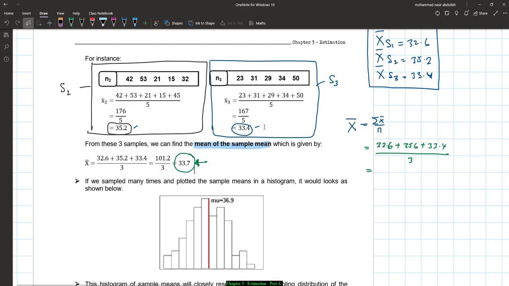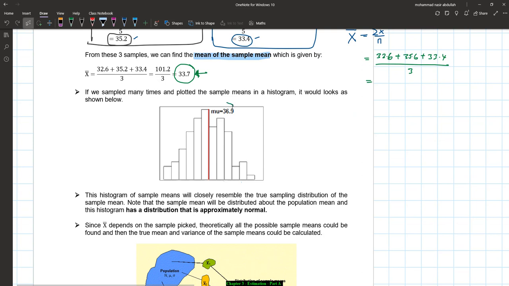Even though, we can see here, the true mean is 36.9. So we can test this 33.7. This is our estimated mean for the whole population, and the true mean is 36.9. So from here we can estimate the range of the mean in the population. That is what we want to estimate. Now we know this is the true mean. In real life, basically, we don't know the true mean.